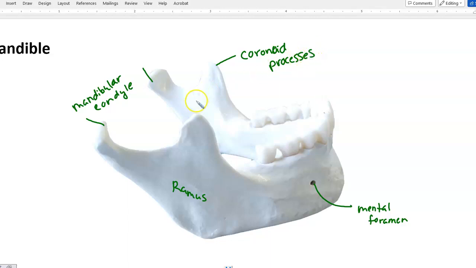And you can't see it from here, so we'll just draw a hole there. That way you will know it's there. And so that is the mandibular foramen. Remember, foramen means hole. All right, that's the mandible.